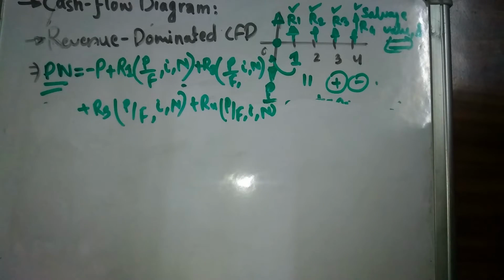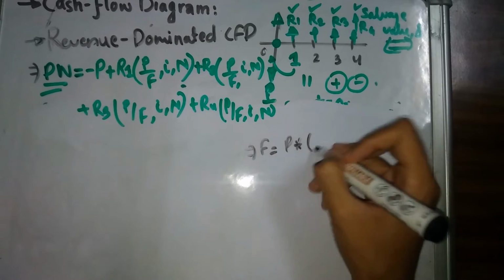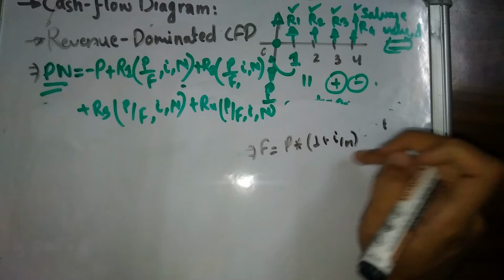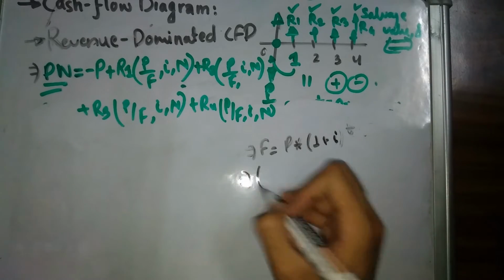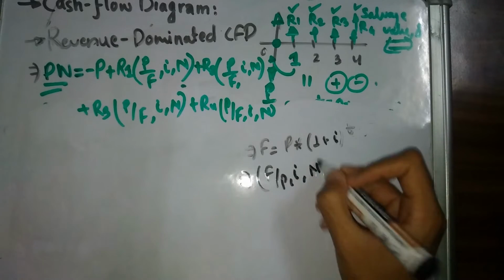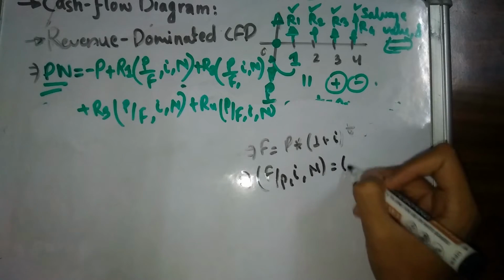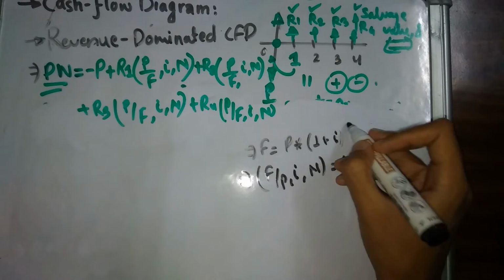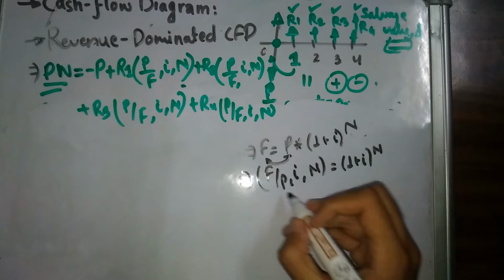We know our future value equals present value into 1 plus I by n into t. So let's take n as 1, so it's going to be simply 1 plus I power t. So we can write this down as F by P comma I comma N, which means finding our future value when our present value is given. In that case our formula is 1 plus I raised to the power n, where our n means our time period t. So we just wrote n over here. So this is our formula.